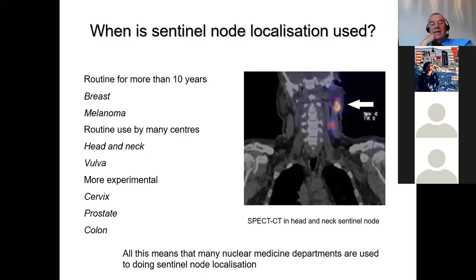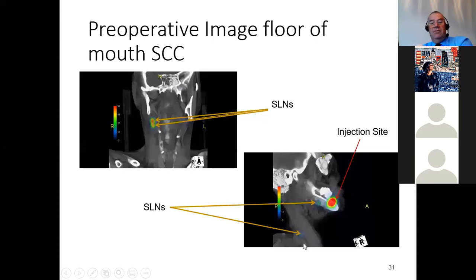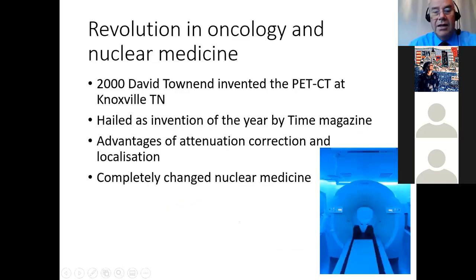And we find that for head and neck, either melanoma or head and neck primaries, SPECT-CT is very useful. Here we can see a nice coronal view with 2 sentinel nodes identified very nicely. And this is a floor of mouth SCC. You can see here, this is actually not with a colloid. This is another agent called tilmanocept. There's the injection site, and there's a submandibular gland you can see very nicely, and there's 2 sentinel nodes on this side. So it remains a very good technique.